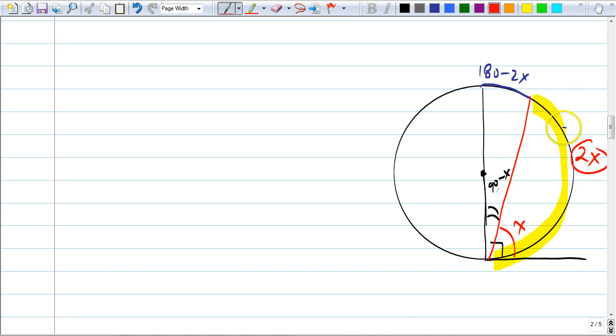Why is this 2x? Because the whole thing is 180. We just figured out that this is 180 minus 2x. Therefore, this has to be 2x, right? When you add them together, it's 180. And now, do you guys remember the theorem about a circle?